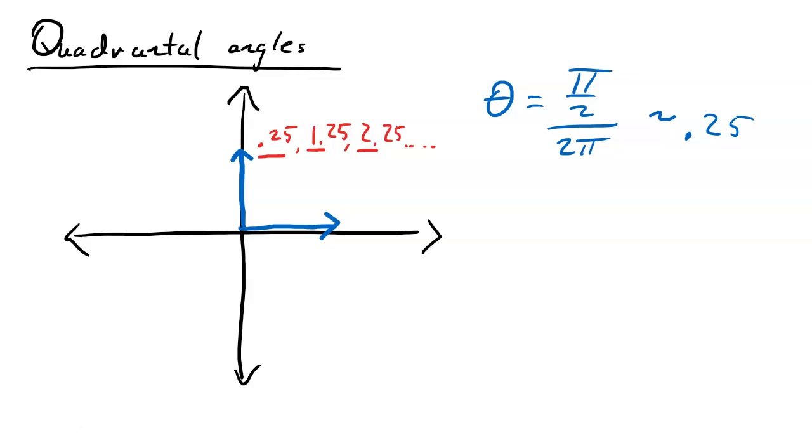And this is true for our negative x-axis angles. These are going to have values of 0.5, 1.5, and so on. And then our negative y-axes are going to be 0.75, 1.75, etc. Whereas the positive x-axis is going to be 0, 1, 2, 3, and so on.